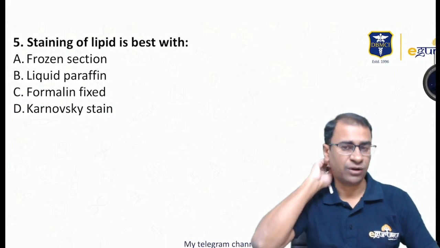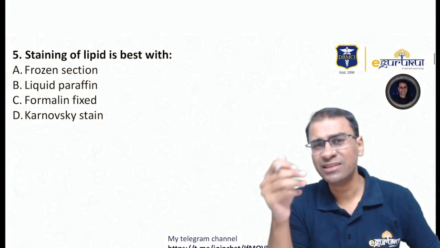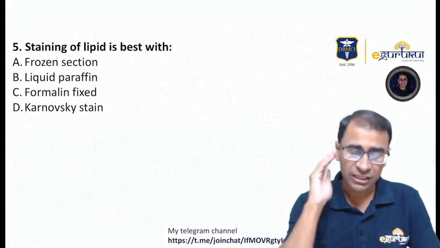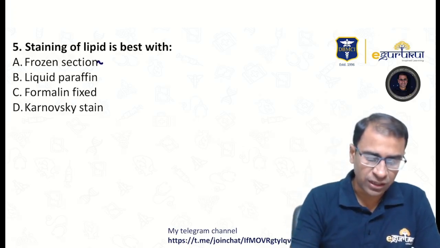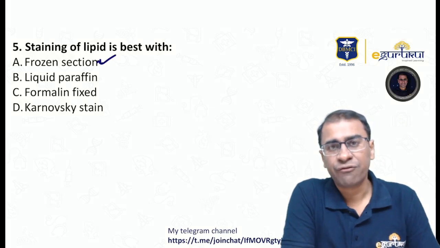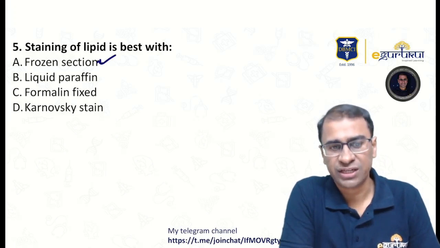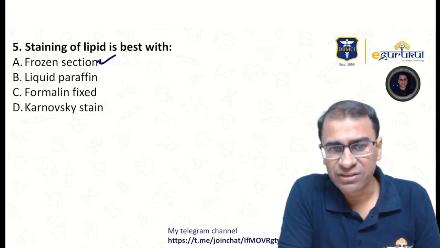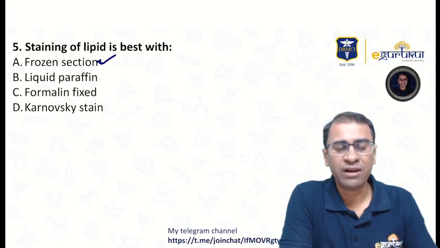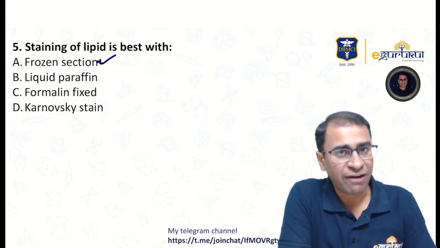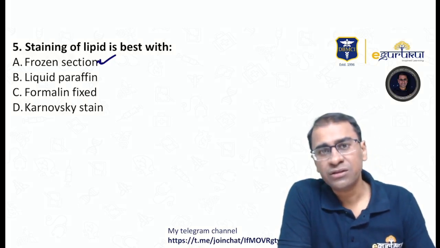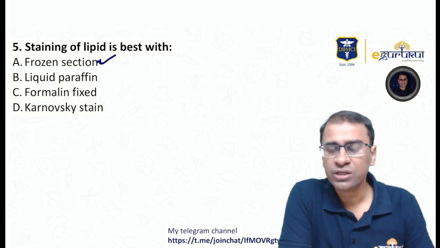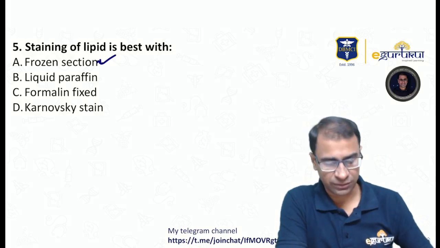Staining of the lipid is best with. Now, I hope you all have seen this question repeating many a time. The fresh tissue is always stained, and a lipid is stained by frozen section. Remember the paraffin sections and the formalin fixed sections, they all have alcohol, and the lipid will always be soluble with alcohol, hence can't be used, and therefore the answer is frozen section.